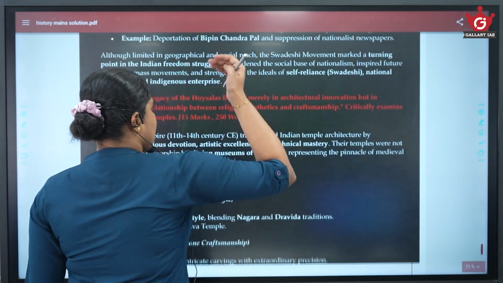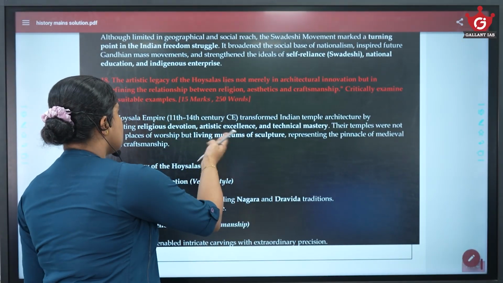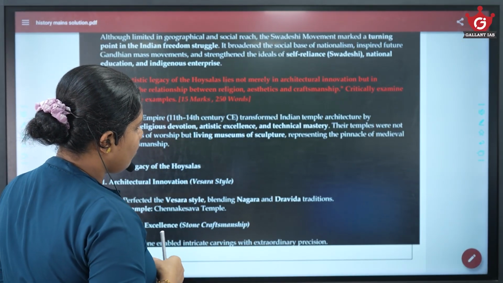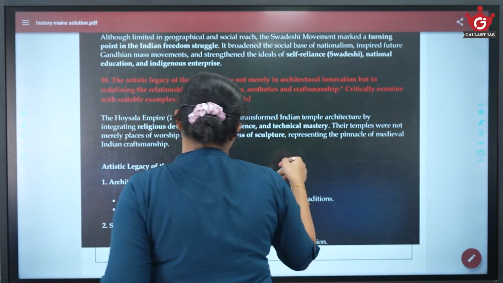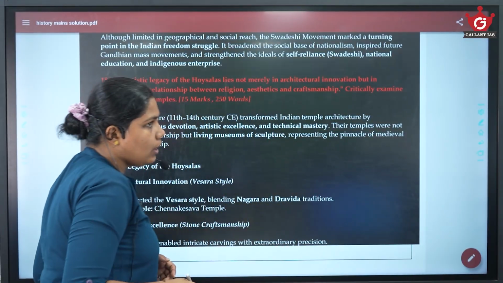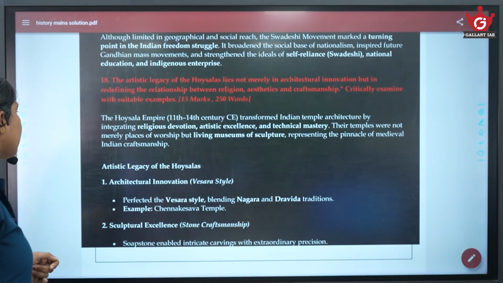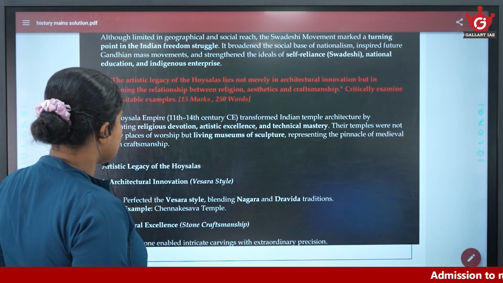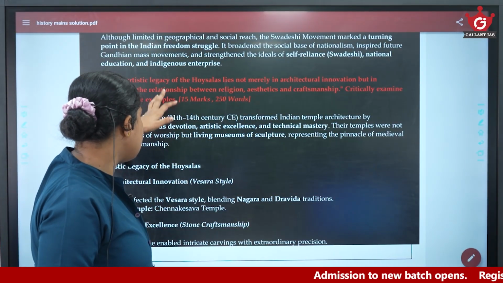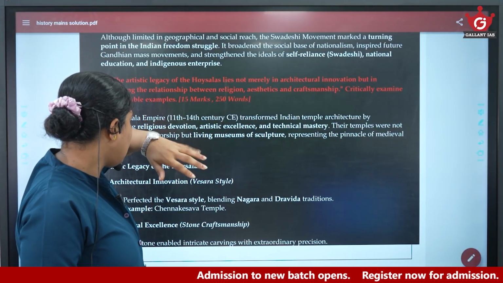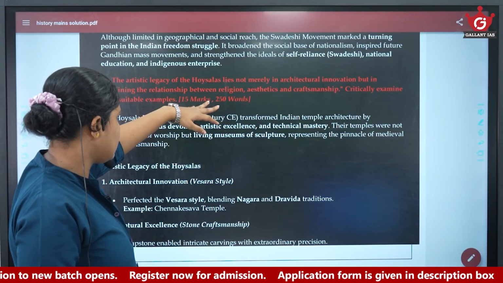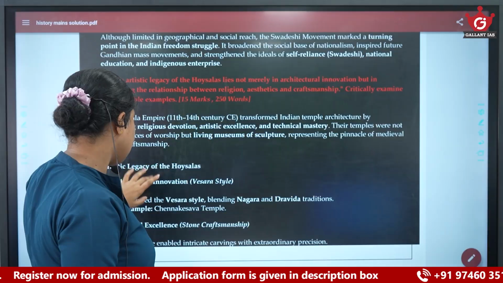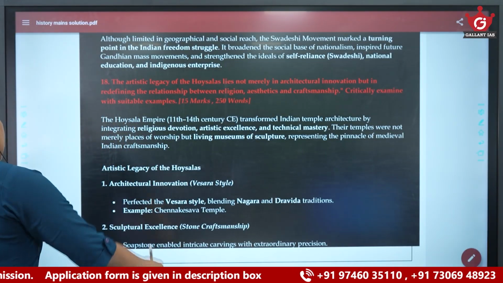Transform Indian temple architecture by integrating religious devotion, artistic excellence, technical mastery, etc. Okay, if possible, add a map and show the Hoysala region, okay, of Belur, this kind of area, please show it. Next, we move to the artistic legacy. Question, what is being asked: not only lies in architectural innovation, but in redefining the relationship between religion, aesthetics, and craftsmanship. Okay, let's see. First is artistic legacy.